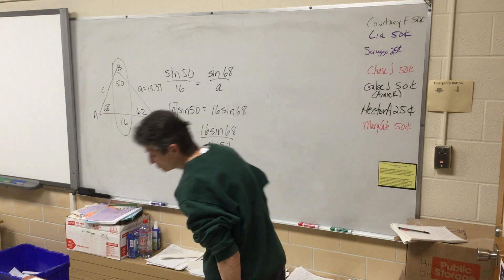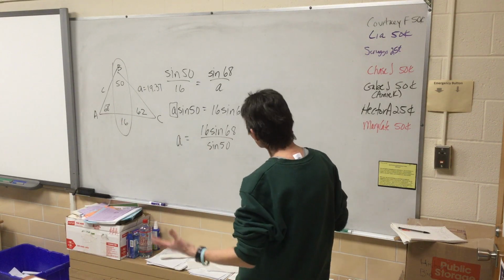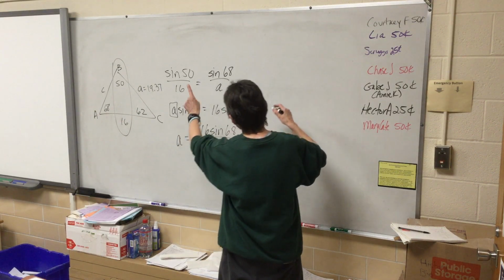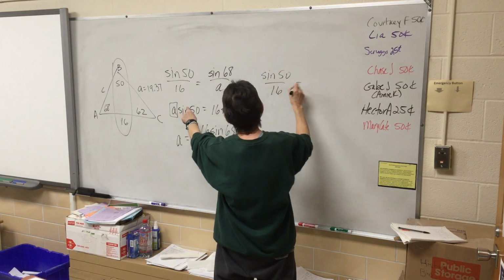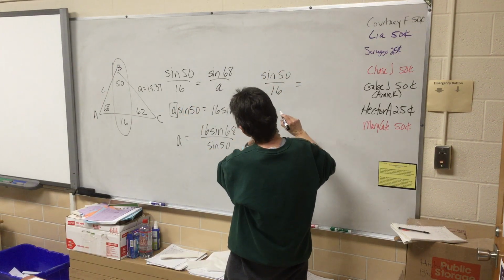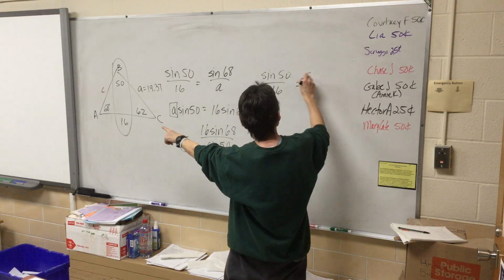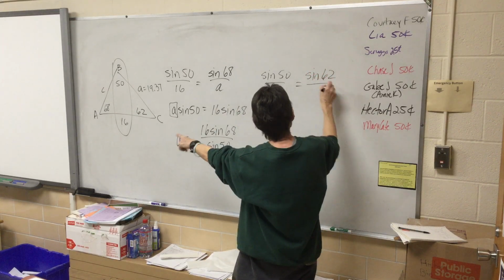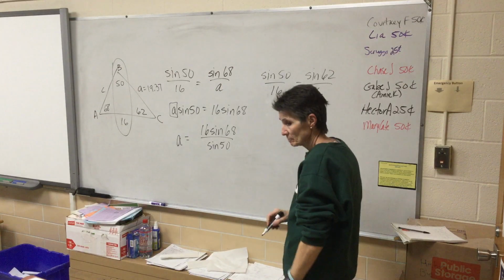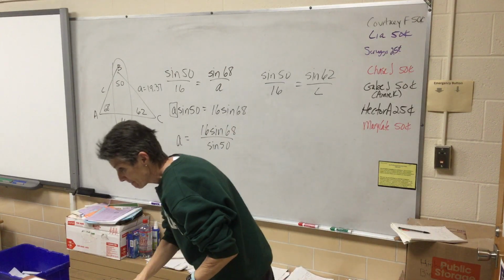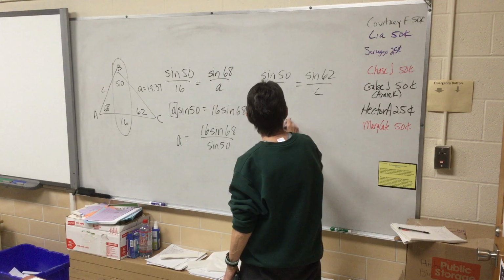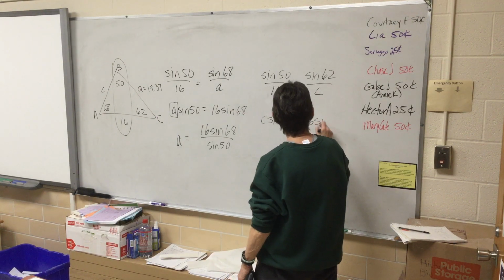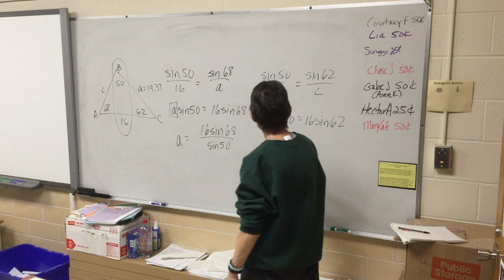Now you have to set up another one. I'm going to set up exactly the same situation. I'm going to go back and use sine 50 over 16, but this time I'm going to set it equal to sine 62 over c. And then c sine 50 equals 16 sine 62. And then divide by sine 50.